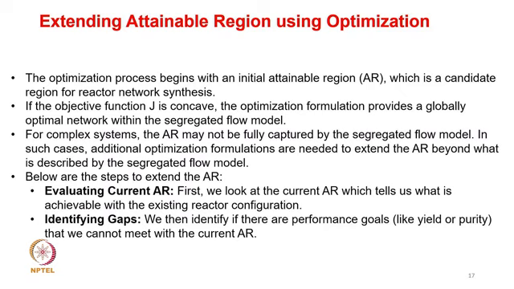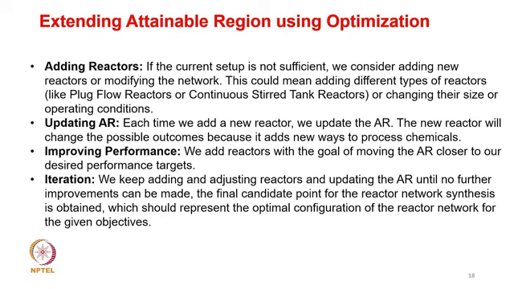Below are the steps here. So first we have to evaluate the current attainable region. Then we have to look at the gaps. For instance, is there a way to improve purity? Is there a way to attain better yield? If that is the case, you can consider adding more reactors, if the current setup is not sufficient.